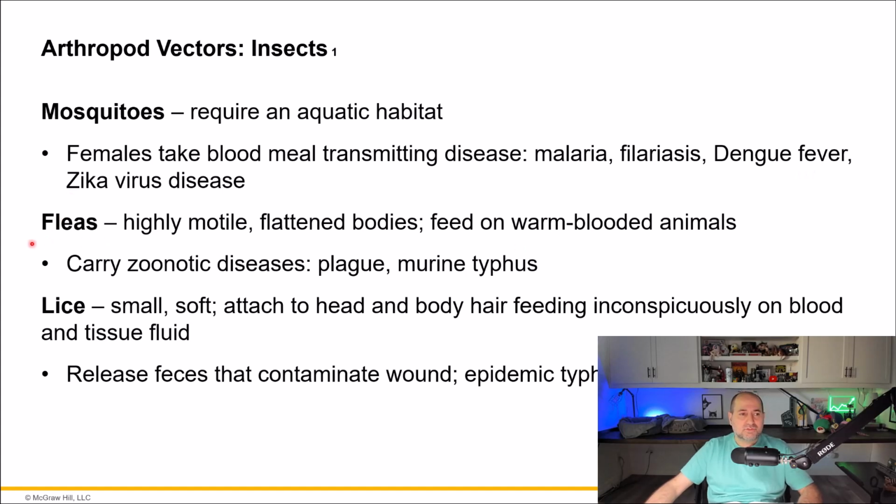Okay, and fleas. We've all heard of fleas. Usually it's a dog or a cat that catches fleas, but fleas are highly motile with flattened bodies. They feed on warm-blooded animals. They can carry zoonotic diseases. Remember, the plague was spread by fleas. Murine typhus is spread by fleas. Murine means mouse. Lice. Lice in the hair. You've heard of people with lice. Small, soft, attached to head and body hair, feeding inconspicuously on blood and tissue fluid. Well, they can release feces and contaminate wounds. They can cause epidemic typhus and relapsing fever.